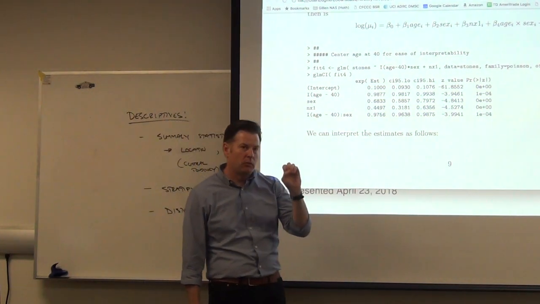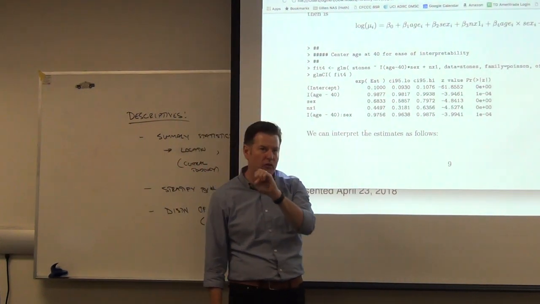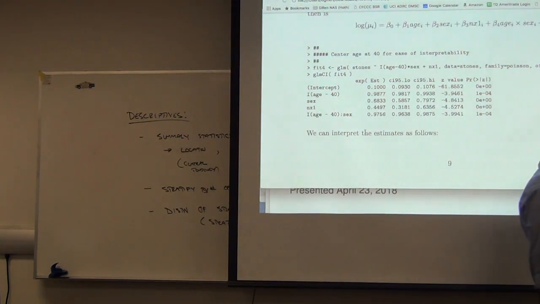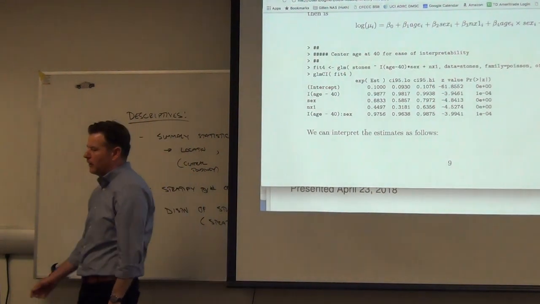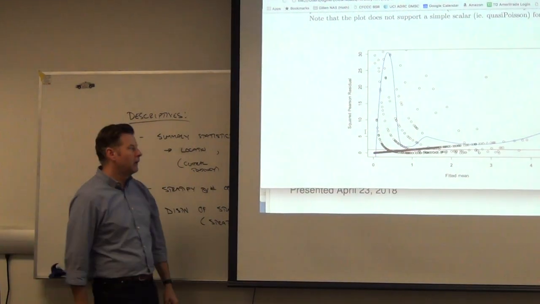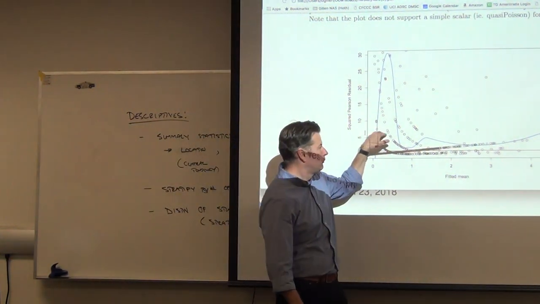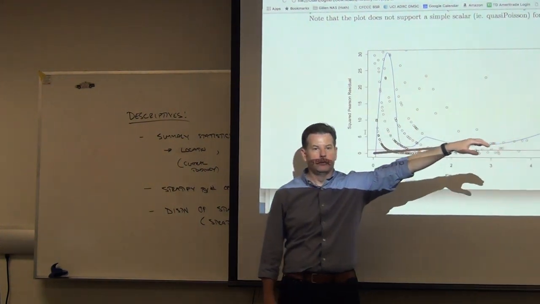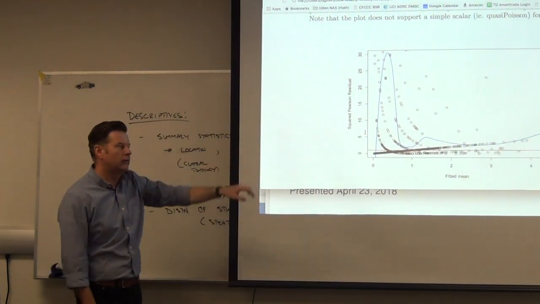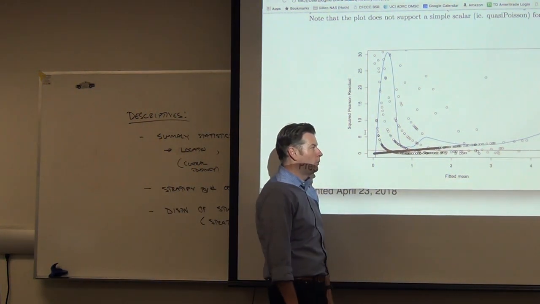If you fit the quasi-Poisson model, what was your over-dispersion parameter estimate for these data? 13. What is that telling you about those standard errors? They're off by a factor of root 13. That's huge in terms of overestimating the amount of precision that you have inside of your data. Now, does that look like a quasi-Poisson model, though? If it was quasi-Poisson, this smoother should be roughly slope zero, a horizontal line at one. So this does not look like it's quasi-Poisson.